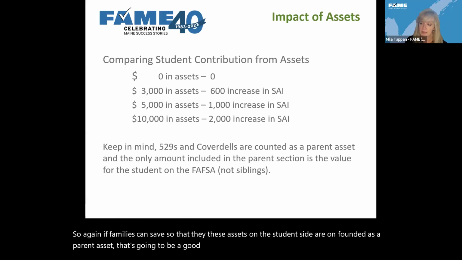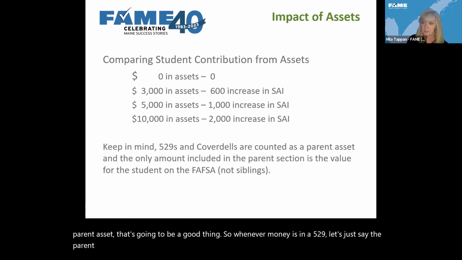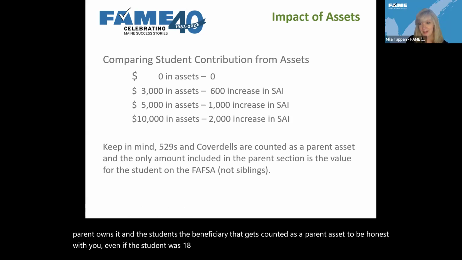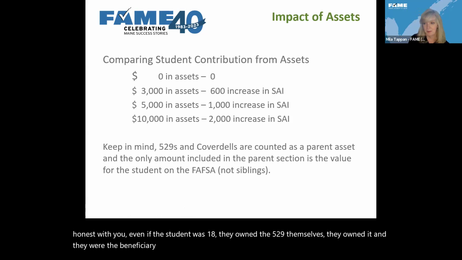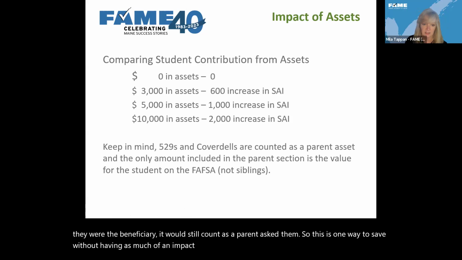So whenever money is in a 529, let's just say the parent owns it and the student's the beneficiary, that gets counted as a parent asset. To be honest with you, even if the student was 18, they owned the 529 themselves, they owned it and they were the beneficiary, it would still count as a parent asset. So this is one way to save without having as much of an impact on financial aid eligibility.